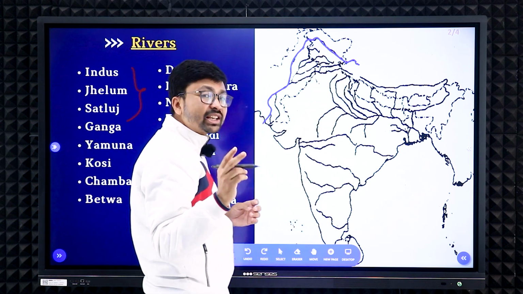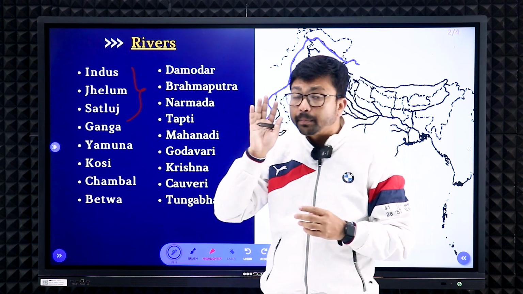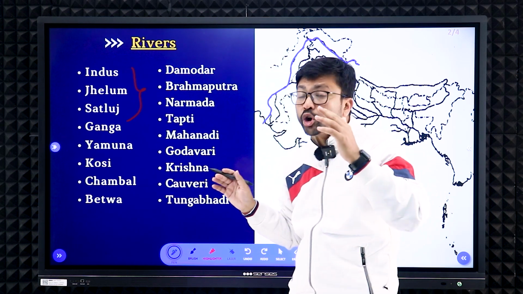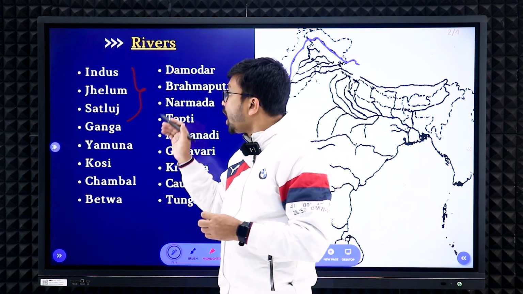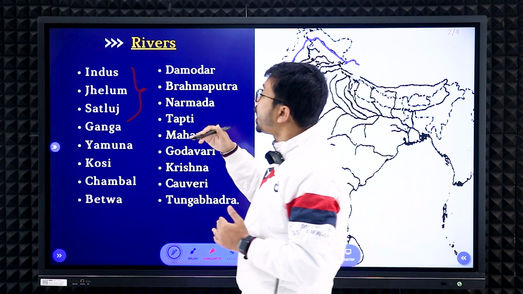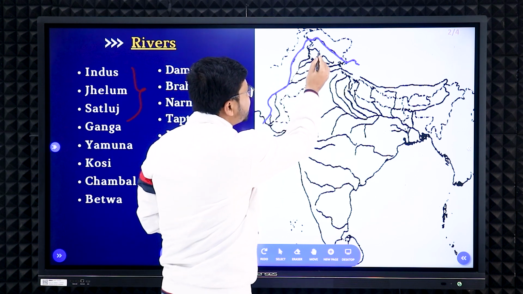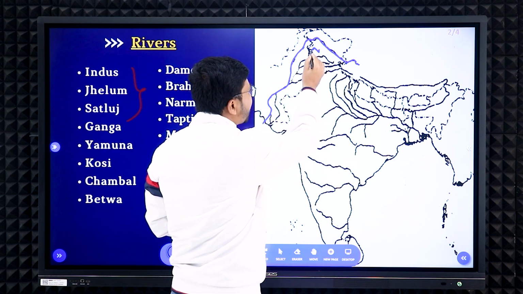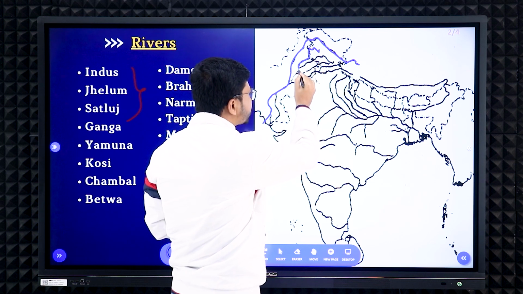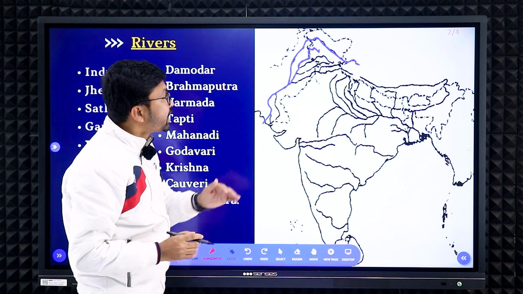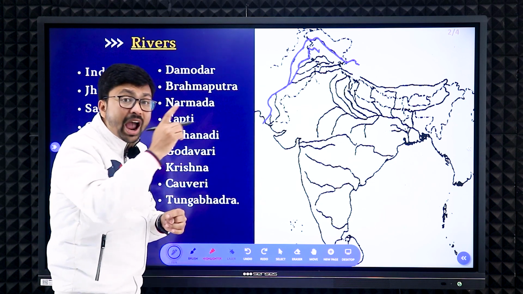Next, two tributaries are there. According to your syllabus, there are 5 tributaries of the Indus, but you need to know about 2. That is the Jhelum and Satluj. How will you remember? Jhelum is the topmost one. Below the Indus river, this part you can see, that is the Jhelum river. Again you need to start and finish where it will join with the Indus river. First one and the last one.